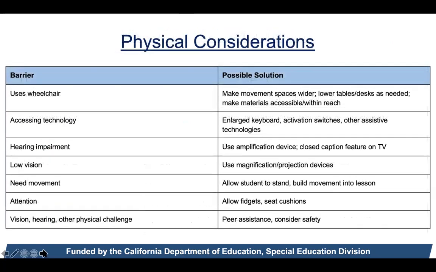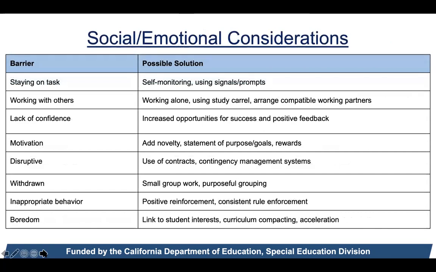Same thing for physical considerations. Students who use wheelchairs, students with a hearing impairment, students with low vision, hearing, or other physical challenges, students who need to move. How are we going to pre-plan? And then also listing some possible solutions. This is not an exhaustive list by any means, but a place to kind of get started.